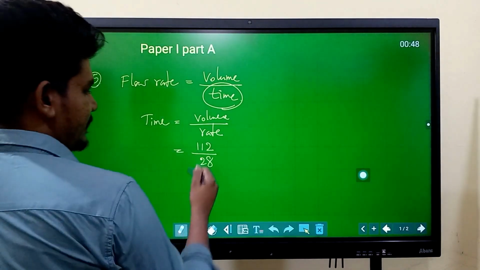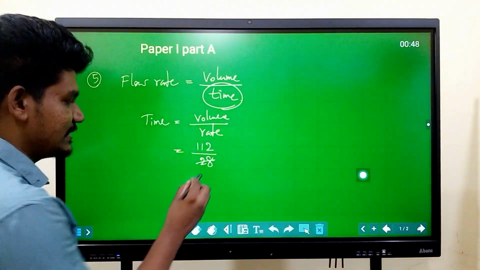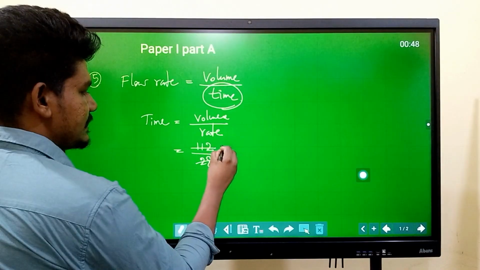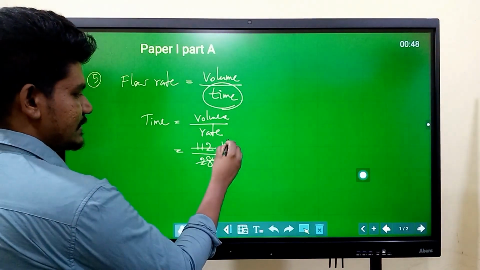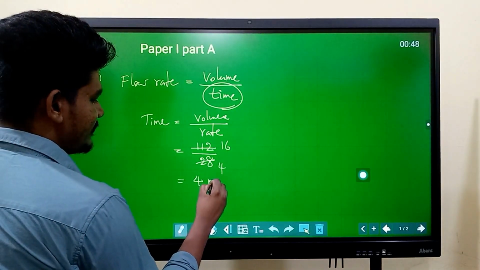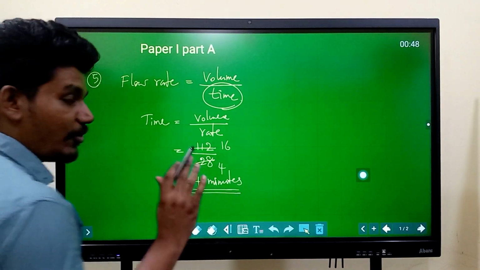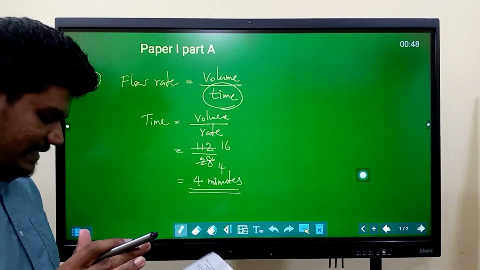How can we divide them? We can divide them by 7. Now we can simplify them first. 7 times 4 here, 7 times 16 there. 16 divided by 4 will be 4. Then the time will be just 4 minutes. It takes 4 minutes to fill the tank, right?